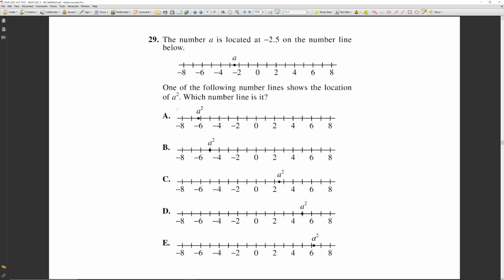Cool. Number 29. So this is a number line problem. The number A is located at minus 2.5 on the number line below. So this is A and it's at minus 2.5. One of the following number lines shows the location of A squared. Which number line is it? If I square 2.5, it becomes positive. So I've got to square minus 2.5. So 2.5 squared, punching the calculator, is 6.25. And which of these gives me a positive 6.25? E. Answer is E. In reality, this was a 10-second problem.